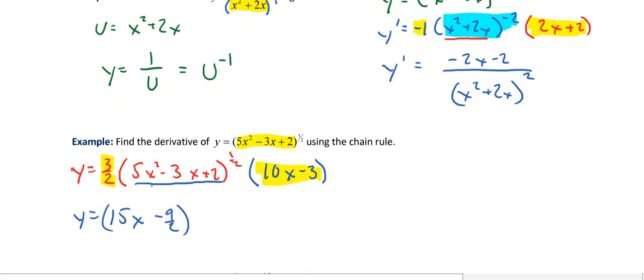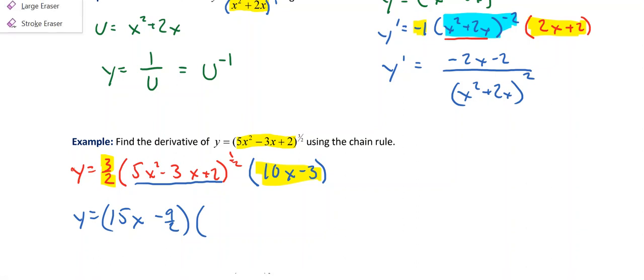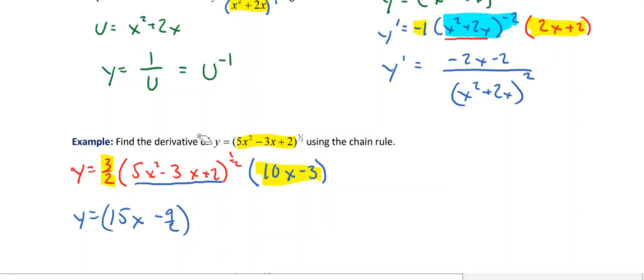And then all of this, I'm going to write as a square root. And so that becomes the square root of 5x squared minus 3x plus 2. All right, so that is the chain rule.